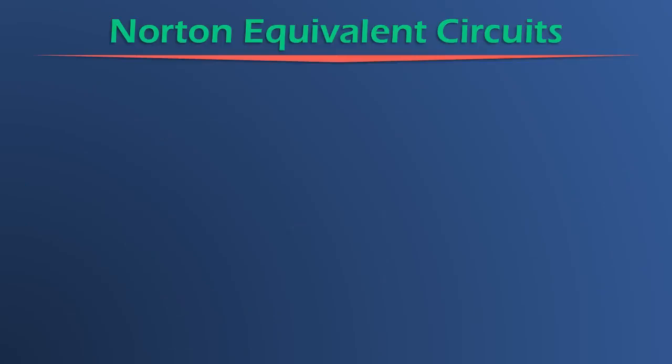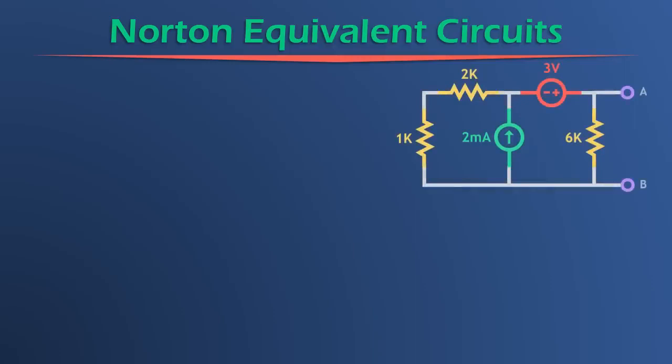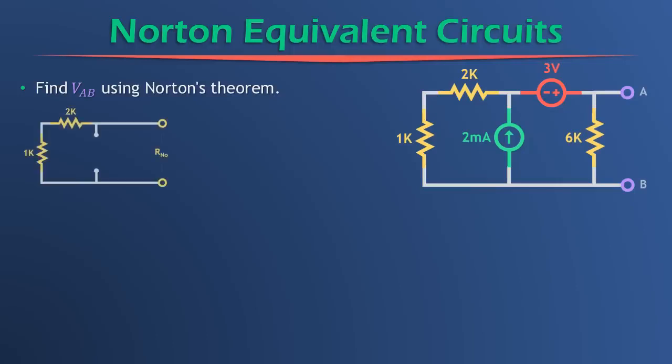Let's do the same problem we did before using Thevenin's theorem, and now let's use Norton's theorem. Here's the circuit from before, and we're asked to find VAB using Norton's theorem. How is the process similar, and how is it different? Well, the first part, finding R Norton or R Thevenin, is identical. We short circuit our voltage sources, open circuit our current sources, remove the load resistor, and find the equivalent resistance. That's what we did here: 3 kilo ohms, same as before.